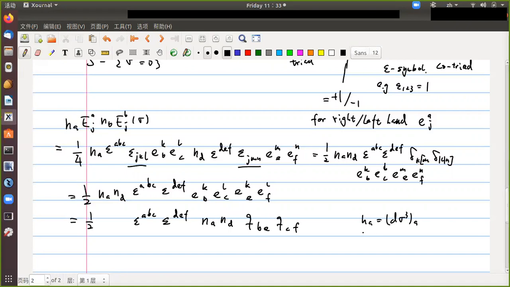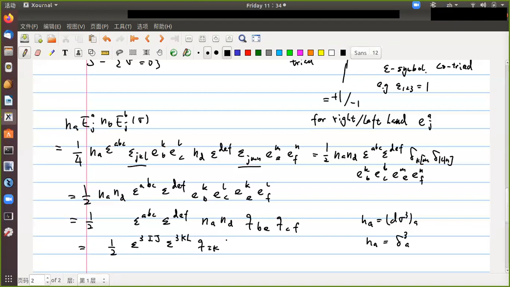So it means that, this is in case I view A as an abstract index. Otherwise, if I view A as just a coordinate index, it just means NA equals delta 3 A. Right, so then what you get is just 1/2 epsilon. You just replace A and D to be three. Here on the surface, I use capital I and capital J for the coordinate index on the surface. It's just not a big deal, just the name, 3KL.